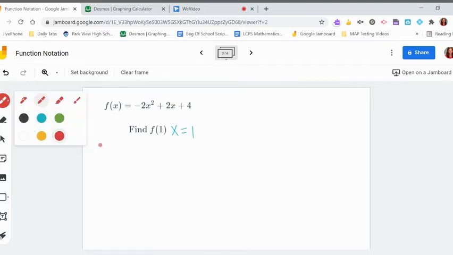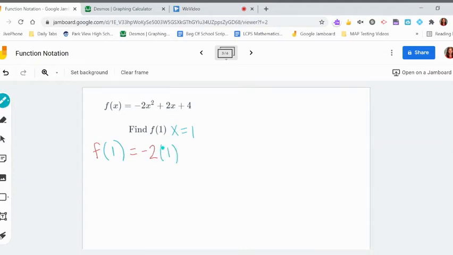So I'm going to write f. Instead of the letter x, I'm going to put a 1 because I'm finding f of 1 equals negative 2. Instead of the letter x, putting the number 1. It's going to get squared plus 2. Put in my 1 plus 4, okay? There's no math that ever happens with this part, okay? This is the part we want to figure out what value it is.